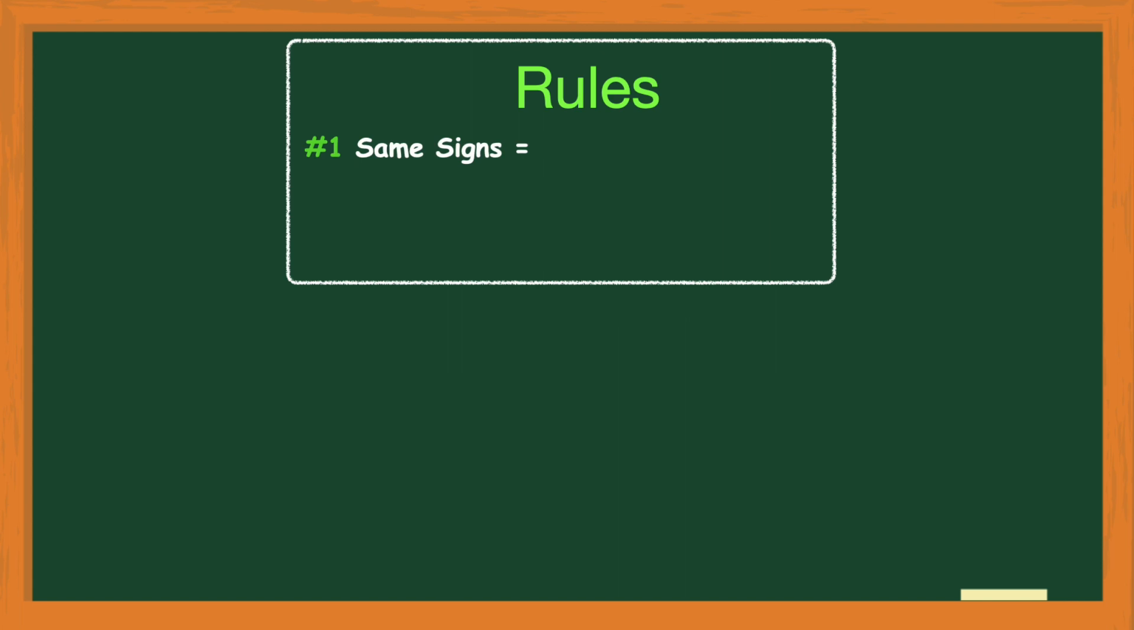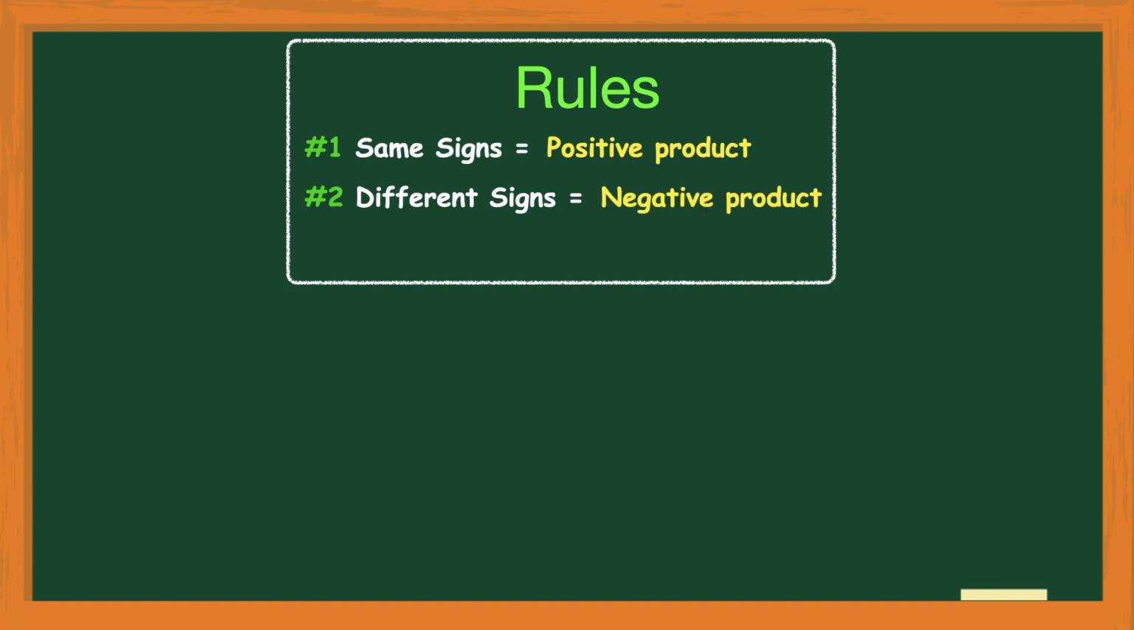If both fractions have the same signs, meaning that both of the fractions are positive or both of the fractions are negative, we multiply them like normal and the answer, or the product, will always be positive. Rule number 2. If the fractions have different signs, like one fraction is positive and the other fraction is negative, we still multiply them like normal, but the answer or the product will be negative.